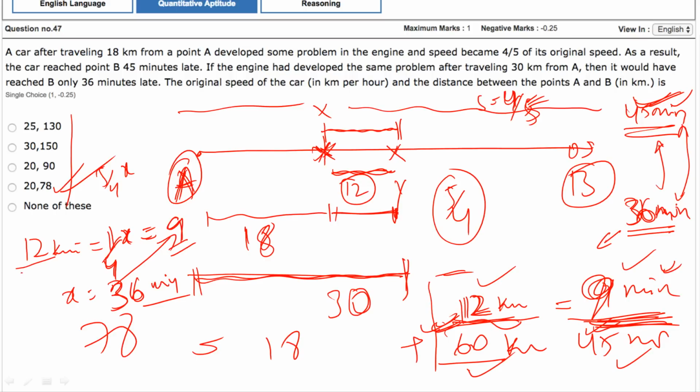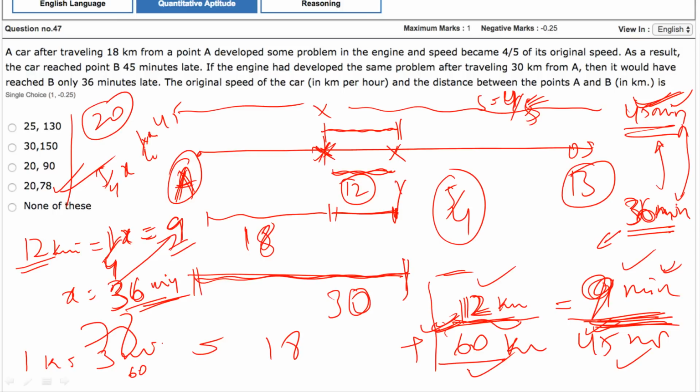So to travel 12 kilometers, I am taking 36 minutes. So 1 kilometer I am traveling in 3 minutes. So in 60 minutes, I will travel 20 kilometers. As simple as that. With that also I can easily calculate. Now 20 kilometers per hour is my speed. Initially 45 was the delay, which was 1/4 of x time. I'll just remove everything, otherwise it will become khichdi.